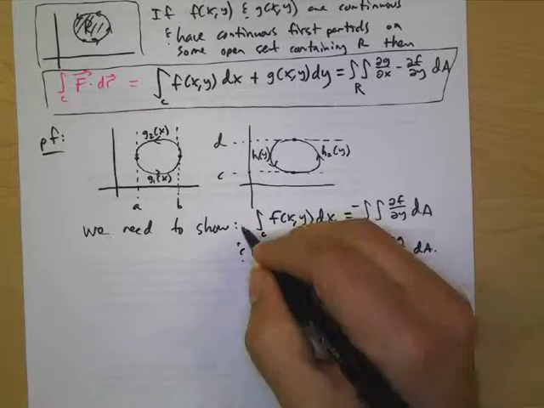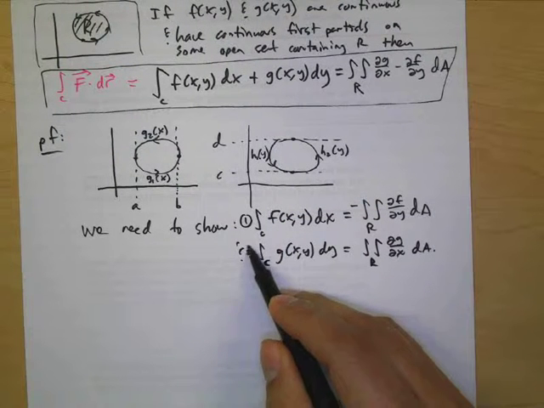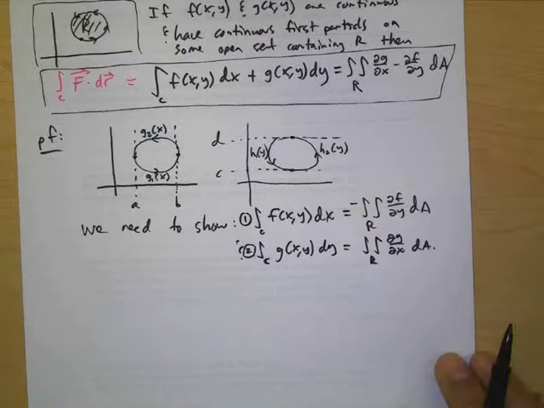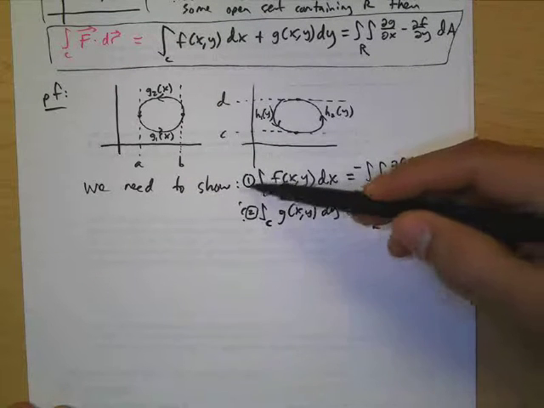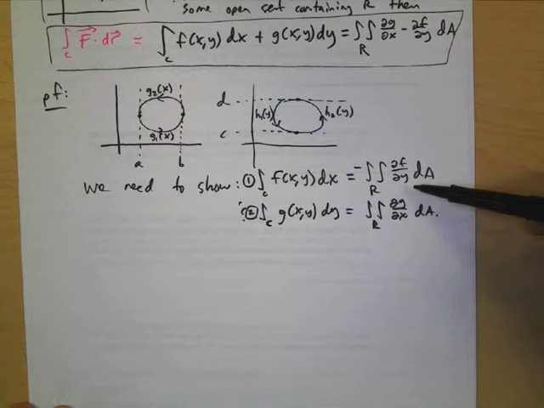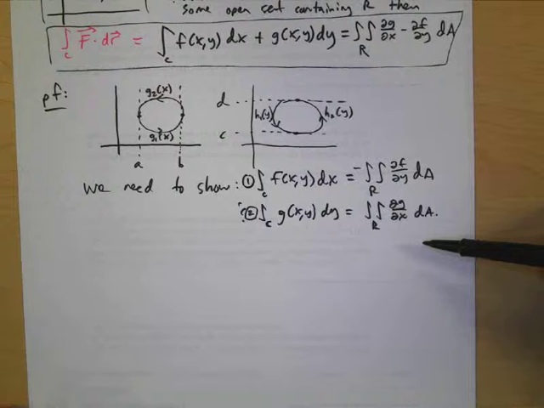Okay, so let me actually label these. So we need to prove these two statements. Basically our proof is going to look something like this. We're going to spend a considerable amount of time proving the first one, and then just argue that the second one's going to follow by similarity, because it's going to be the same argument. Okay.